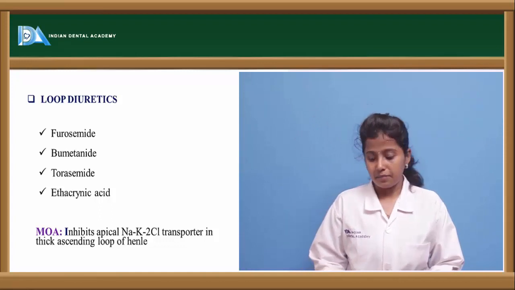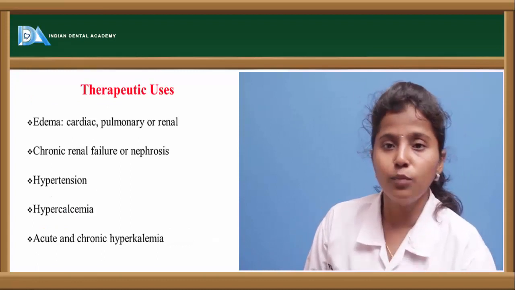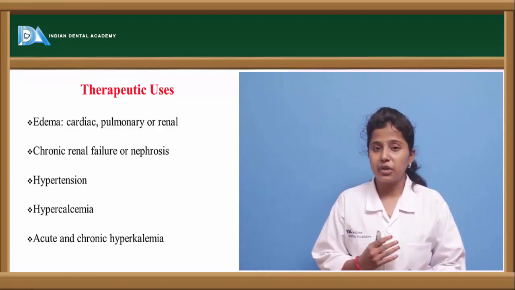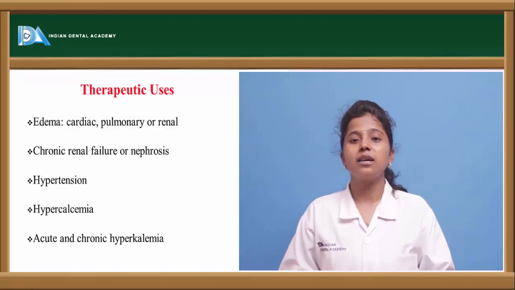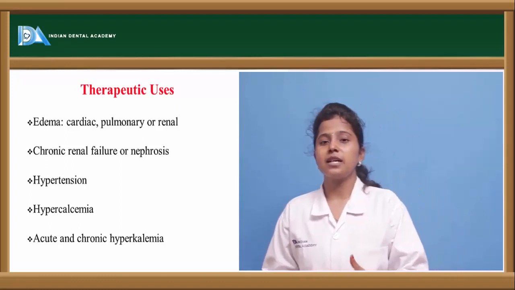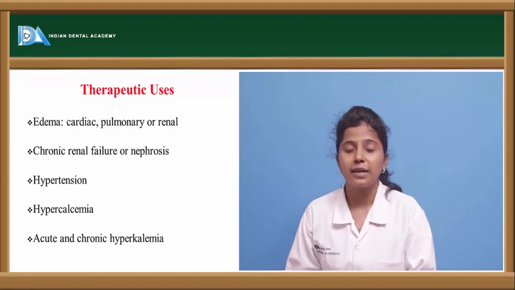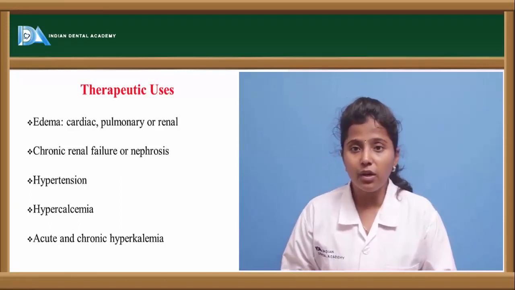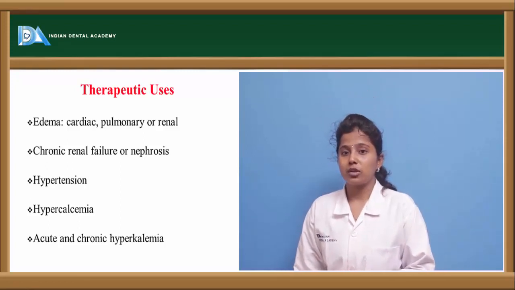And there are a few therapeutic uses of these loop diuretics. They are mainly used in hypertension, in hyperkalemia, in chronic renal failure, and in edema. Edema is an inflammation of the tissue. Hypertension is nothing but increased blood pressure, and they are also used in acute and chronic hyperkalemia. Hyperkalemia in the sense of increased calcium excretion out of the body. So these loop diuretics are used in the treatment of these diseases or disorders.